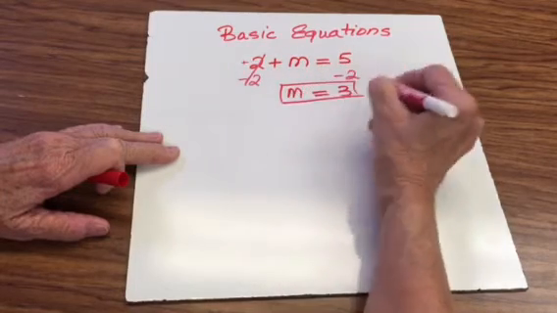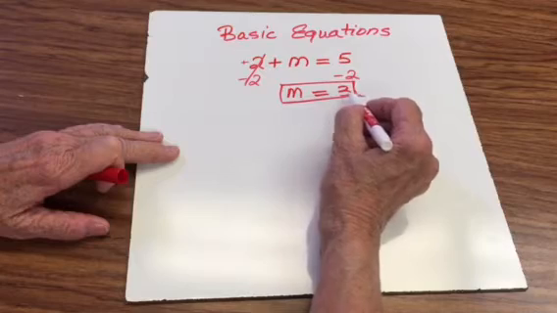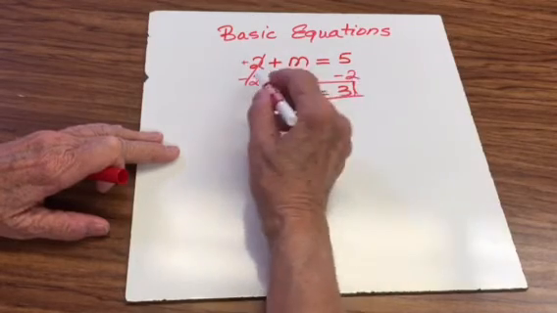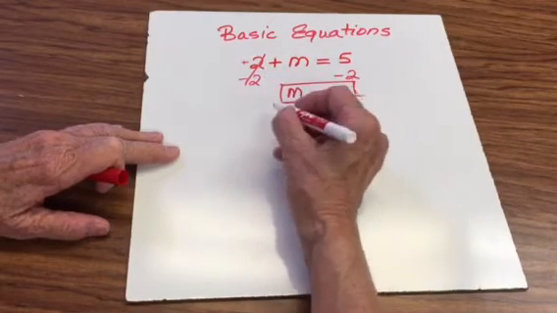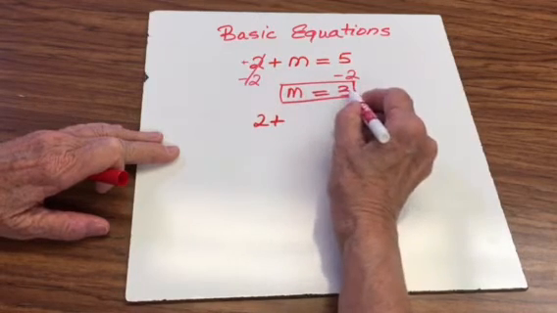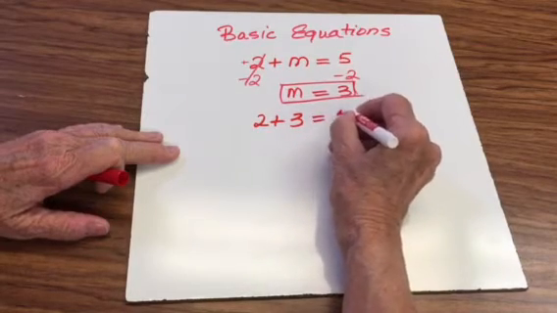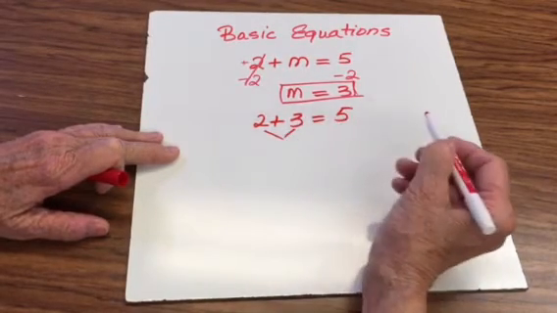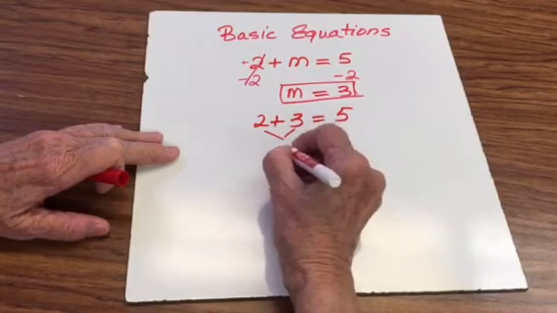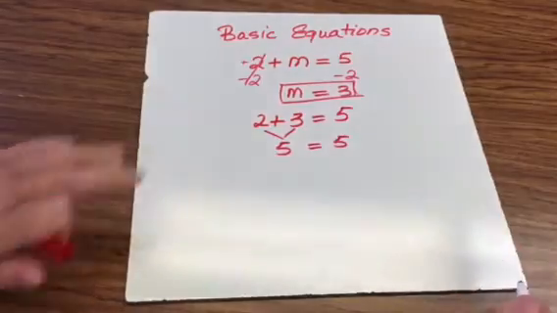Now, to find out if I'm right, I'm going to substitute that 3 back into the equation, like this. Instead of saying 2 plus m, I'm going to say 2 plus, what does m equal? 3. Equals 5. Now, how much is 2 plus 3? Oh, it's 5. There you go. Does 5 equal 5? Yes, and so I know my answer is correct.